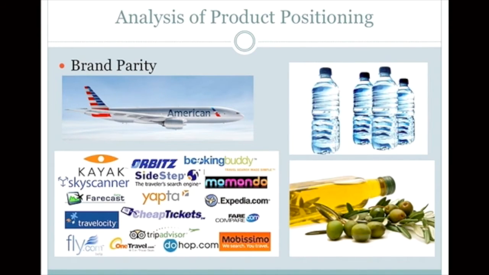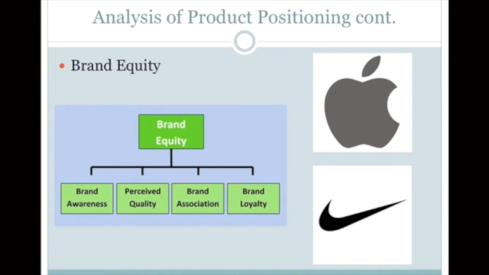Brand equity is the opposite. The company's goods and services are perceived to be different and better. When you have brand equity, you have brand awareness, perceived quality, brand association, and brand loyalty. Apple and Nike both have brand equity since they have all 4 of the other components.